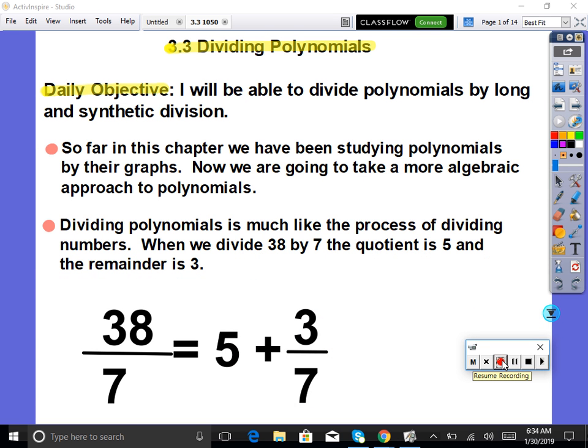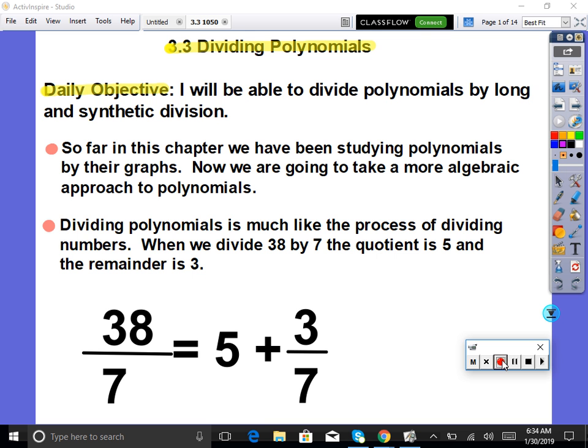Okay, so we are doing polynomials in this unit. So today what we're going to do is divide polynomials. There is a purpose to why this lesson is in this unit, and you will see the connection in a second. So first of all, you're going to be able to divide polynomials by long and synthetic division. Those words should not seem completely foreign to you. It's just been a while.